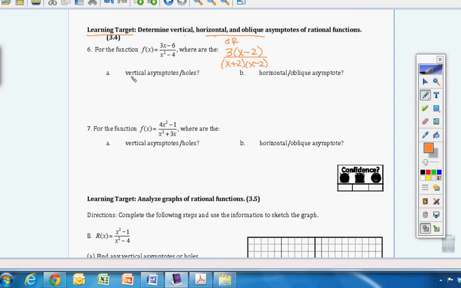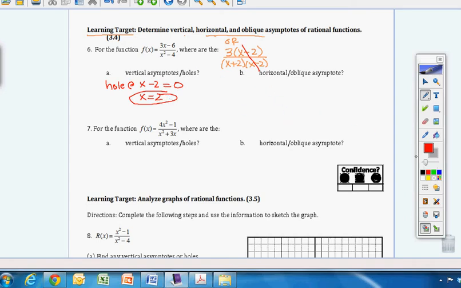Okay, so if we're looking at our vertical asymptotes and our holes, the first thing we actually want to do is see, can we cancel anything out? And if you take a look, we have x minus 2 and x minus 2, so those are actually going to cancel out and go away, which tells us we have a hole at x minus 2, which equals a hole at x equals 2.